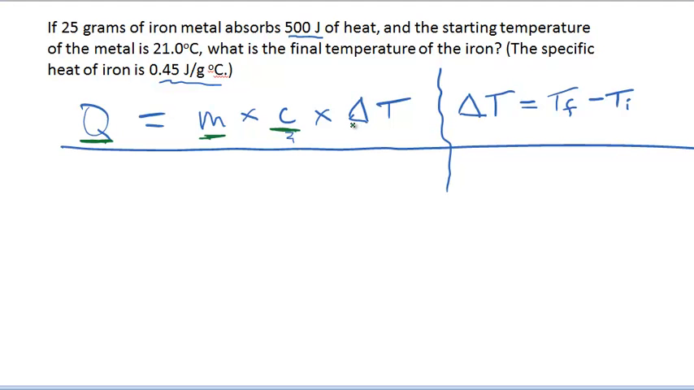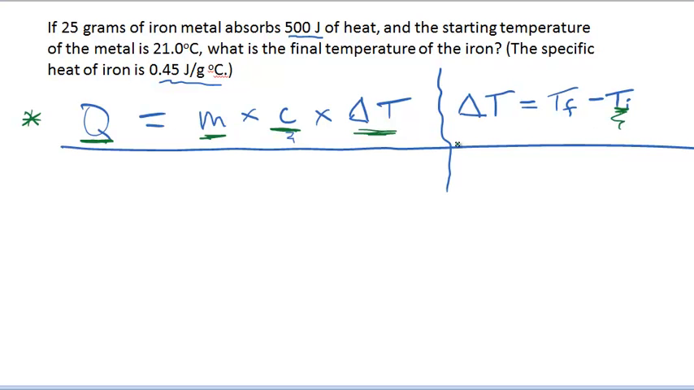My formula doesn't have final temperature. I don't have a variable for final temperature in this equation. Well, that's true, but you do have this term for delta t, and I've just explained how delta t relates to final temperature and initial temperature. And you do have the initial temperature. That information is given to you.